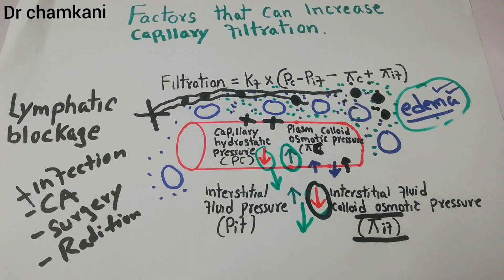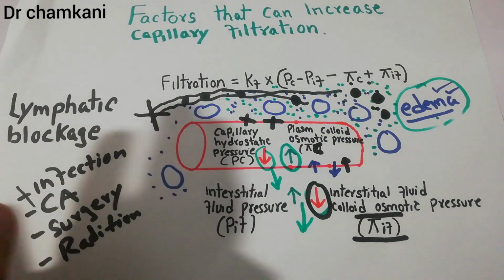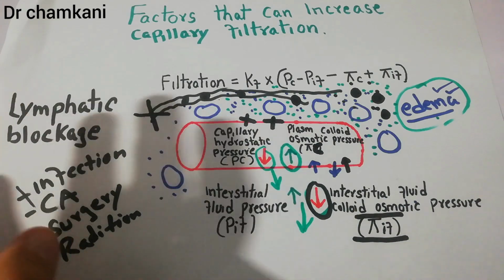So this is the rationale, this is the reason why edema occurs in lymphatic blockage, and the cause of lymphatic blockage may be infection, carcinoma, surgery, or radiation. So that's all about the edema due to lymphatic blockage.